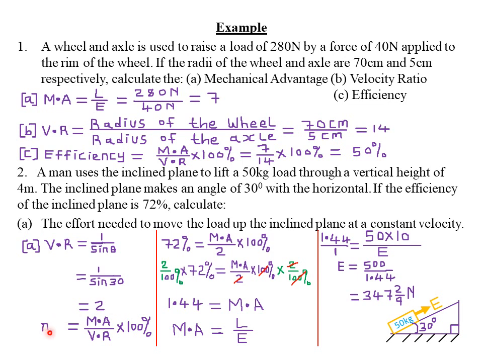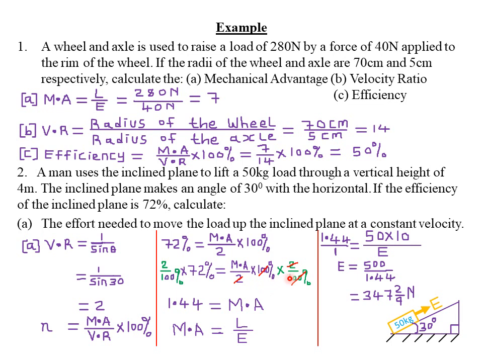Now, we know that efficiency, denoted by eta, is equal to mechanical advantage over velocity ratio times 100%. Therefore, we just substitute the values that we have. We are given that the efficiency of the machine is 72%. Therefore, 72% is equal to mechanical advantage, MA, divided by velocity ratio, which we have already found as 2, and then we express it as a percentage. If I want to make mechanical advantage the subject of my formula, I'll simply multiply both sides by the reciprocal of 100% over 2, and the reciprocal of 100% over 2 is simply 2 over 100%.